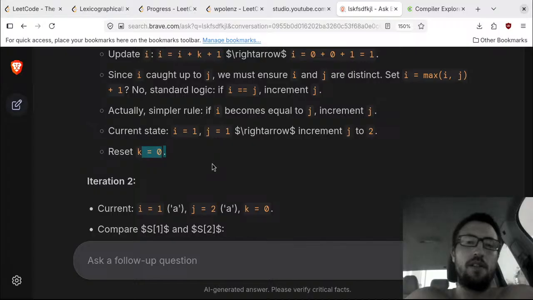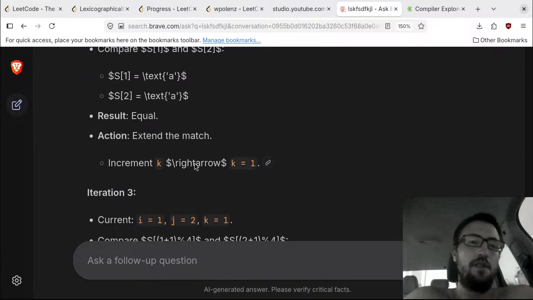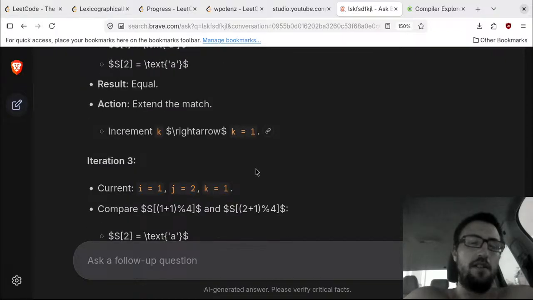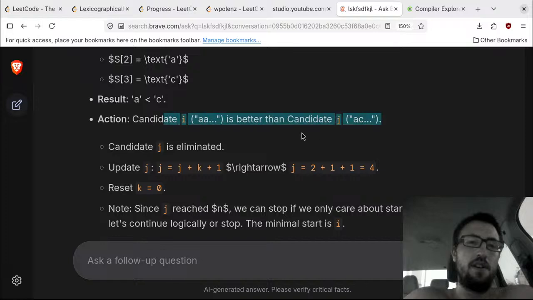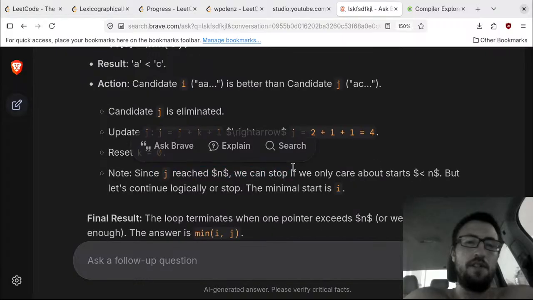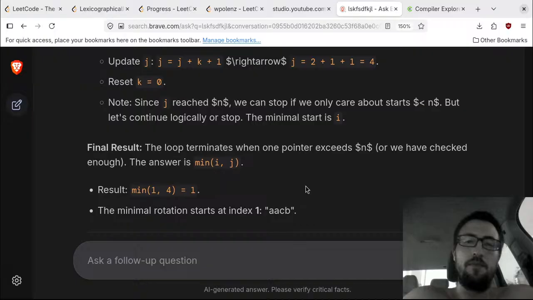k is 0. Now we compare A and A. They're equal. Now we increment k. And now it's A and C. Candidate AA is better than AC. j is eliminated. Update j. j reached n. We can stop if we only care about starts that are less than n, but let's continue logically or stop. The minimal start is i. The loop terminates when one pointer exceeds n, or we have checked enough. The answer is min of i and j.